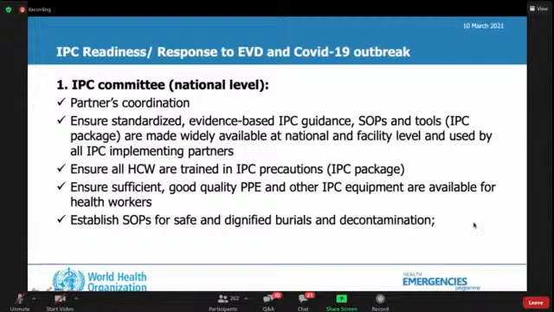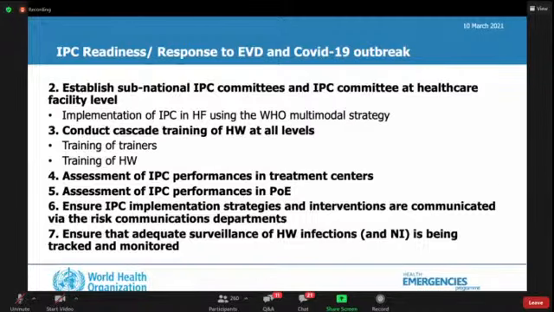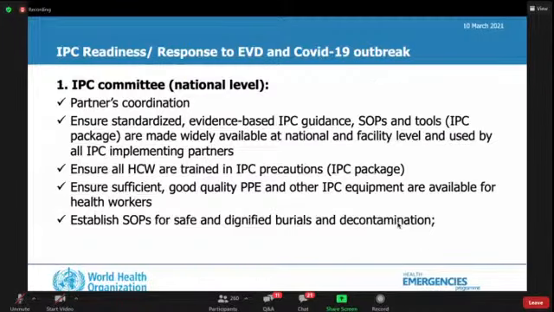We need to make sure that we decontaminate the facilities or the isolation area properly according to the guidelines. For decontamination, it's important to know which type of pathogen we are facing, because according to the type of pathogen, we need to use different procedures, different concentrations of disinfectants, etc. For our cases, COVID-19 and Ebola are enveloped RNA viruses, and enveloped RNA viruses usually can be easily decontaminated.